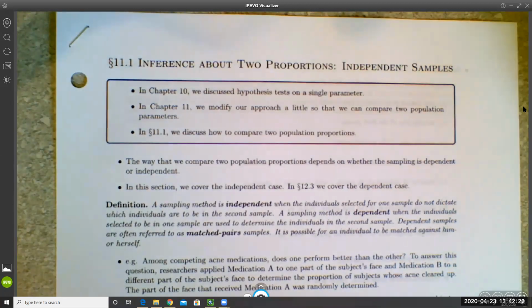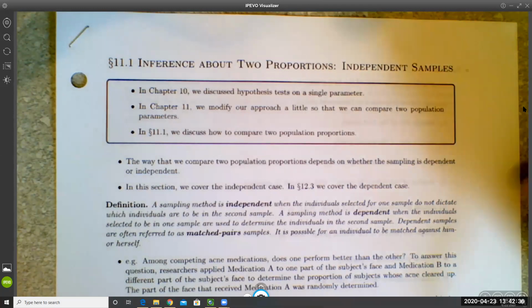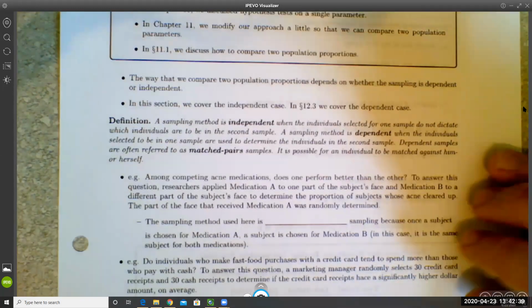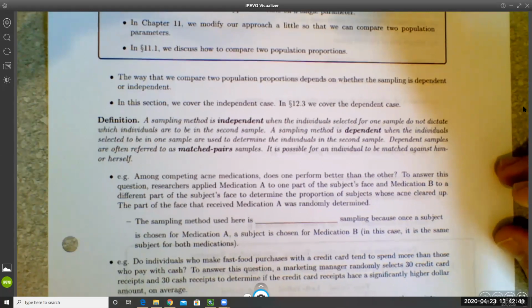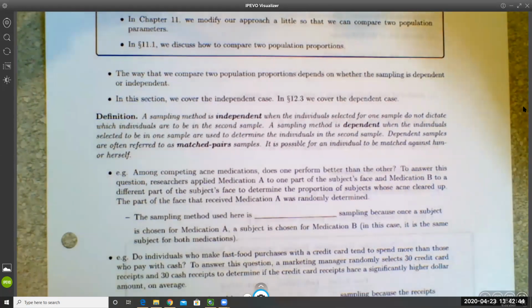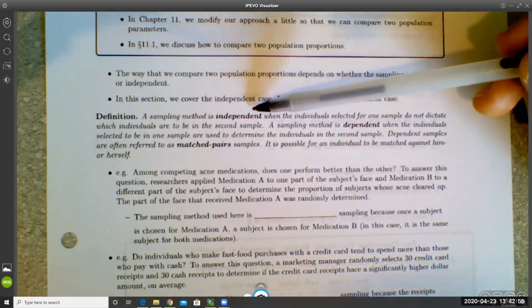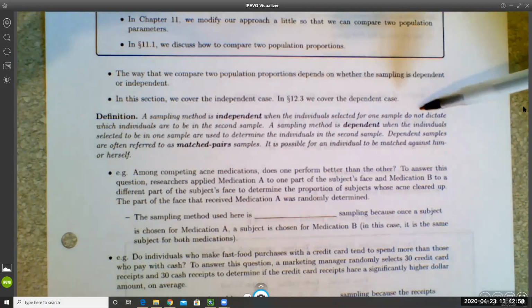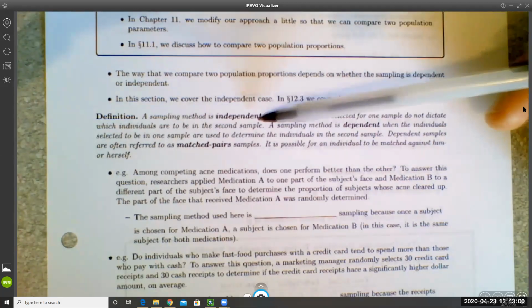one of the things that we need to be able to do when we are running hypothesis tests on two parameters is we need to know if the two samples that we're looking at were obtained independently or dependently of each other. So let's talk about what that means. It's the same concept of independence that we've talked about in the past, but maybe from a slightly different perspective, because we're talking about whether or not samples were independent or dependent. So a sampling method is independent if the individuals selected for one sample do not dictate which individuals are to be in the second sample.